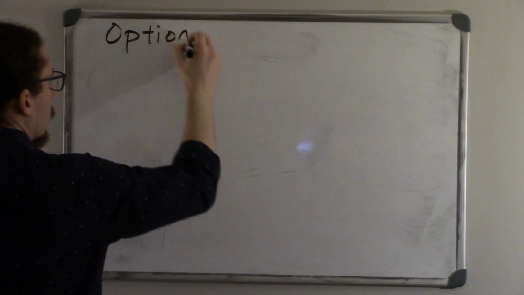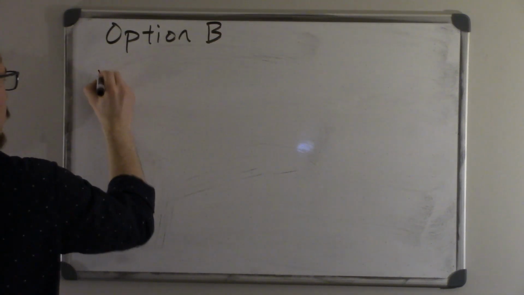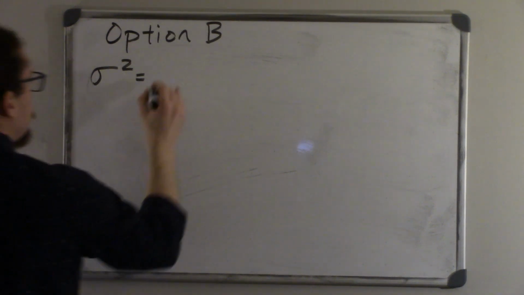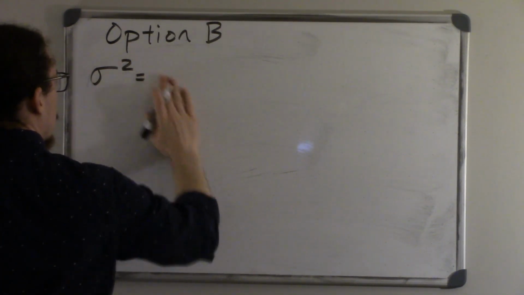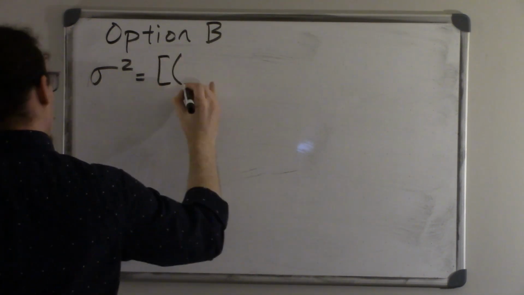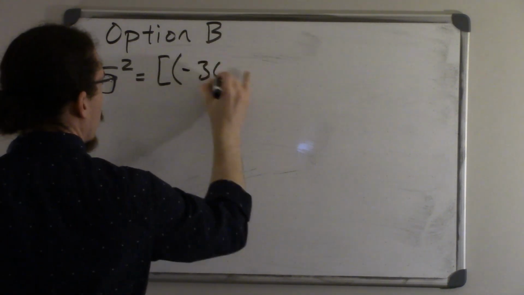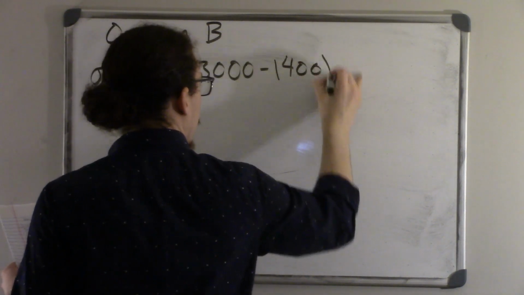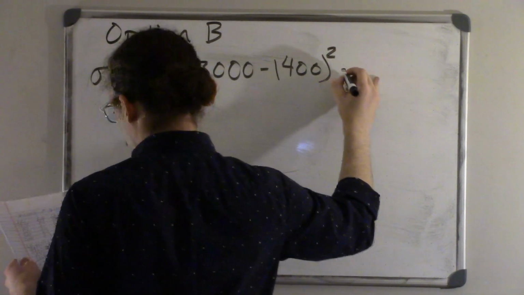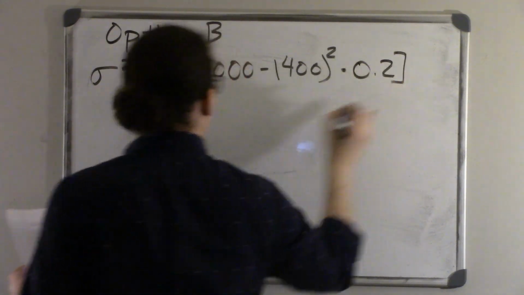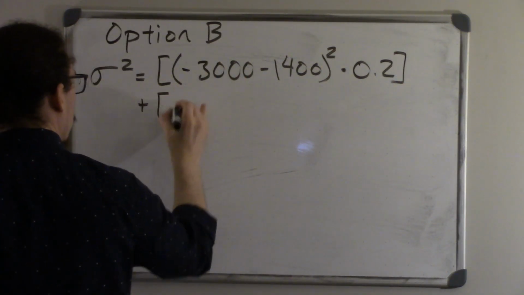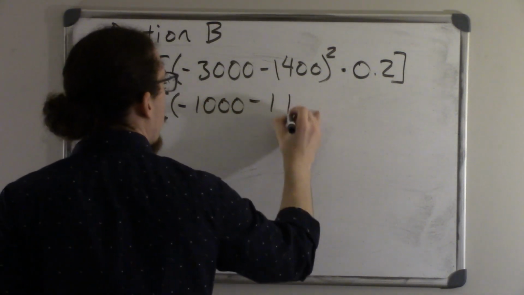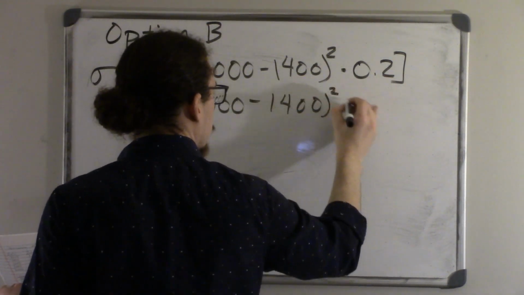So for option B, when we are looking at our variance, we're going to do the exact same steps. We're going to take each of our possible outcomes, subtract our expected value, square it, and then multiply by the probability of that outcome.